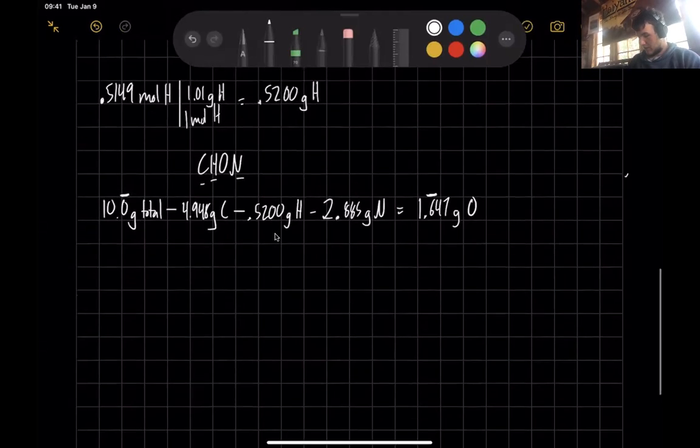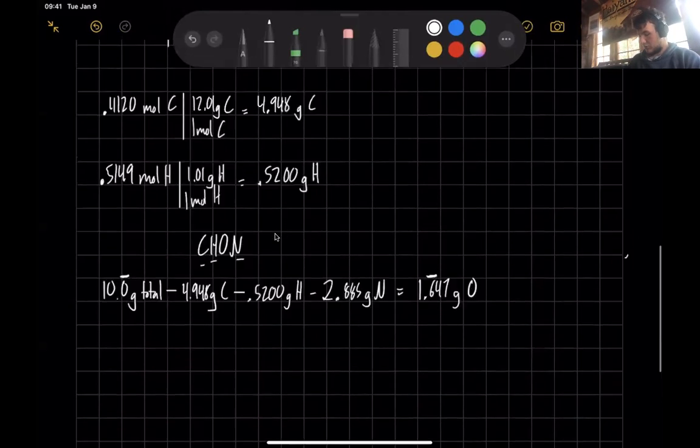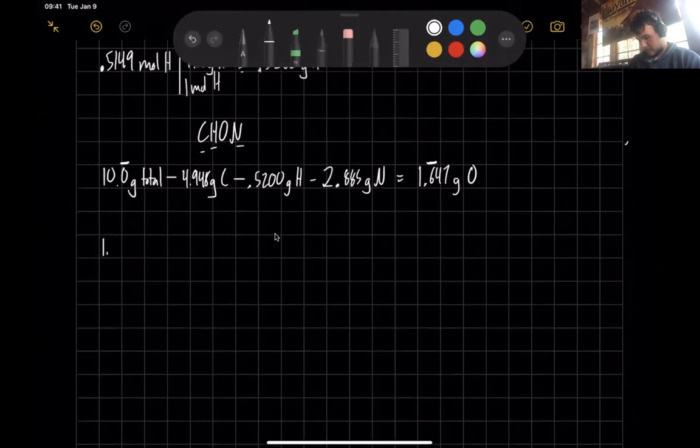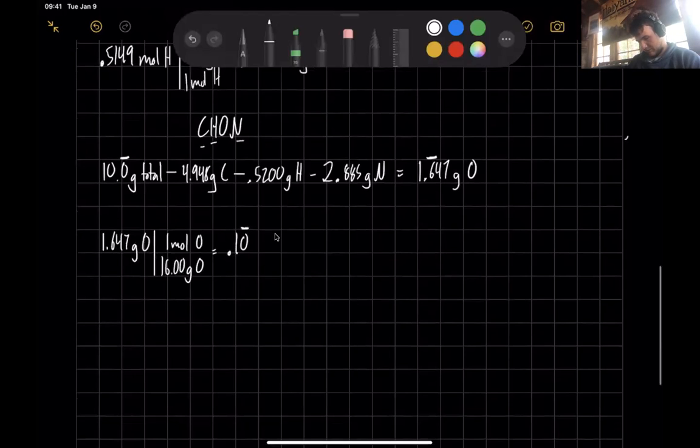Okay, so knowing that, we can now convert to moles of oxygen. So 1.647 grams of oxygen. There are 16.00 grams of oxygen in a mole of oxygen. So we know that there are 0.103, with this being the significant figure, moles of oxygen present.